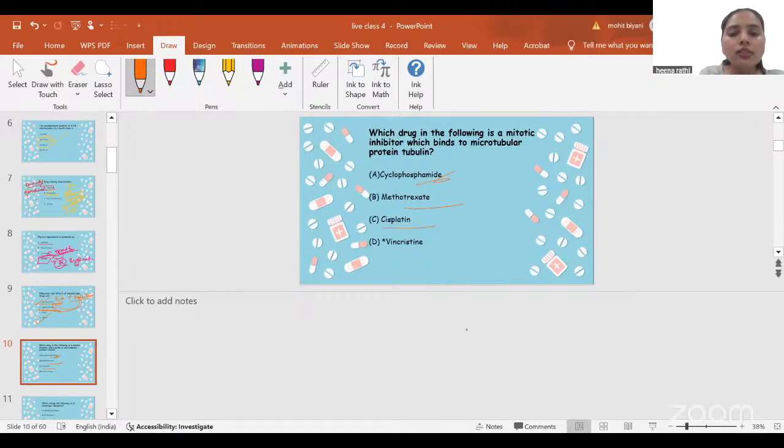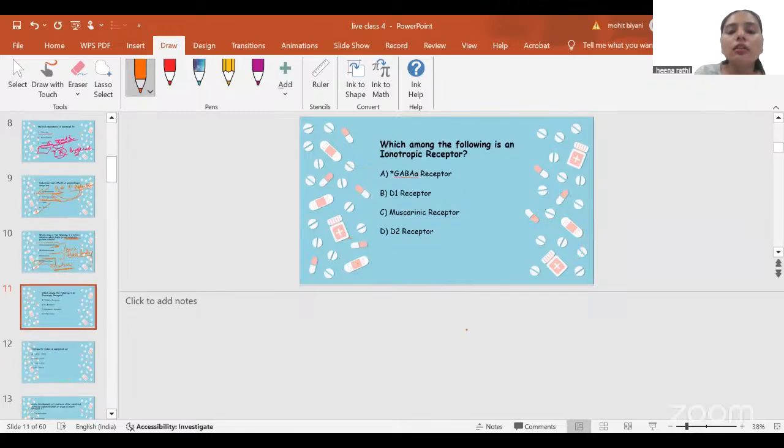All these drugs act through the DNA. They will prevent DNA cross-linking. So there is another drug called vincristine. It acts through the microtubular protein tubulin. And it will inhibit the mitotic reaction in between. So that is why this can be used.